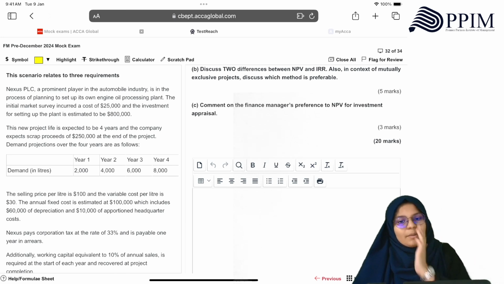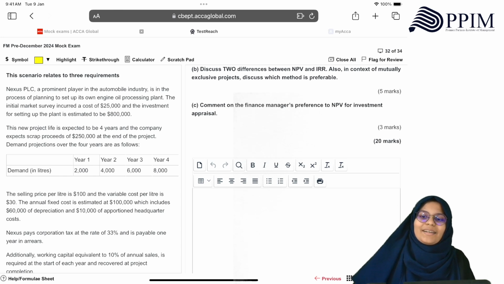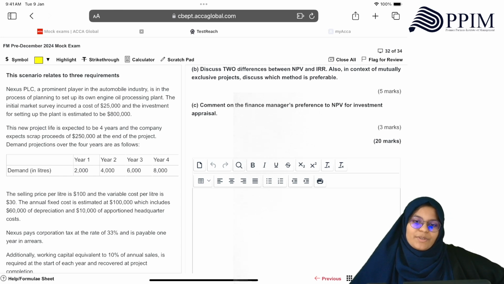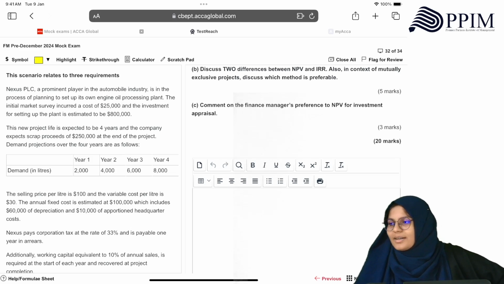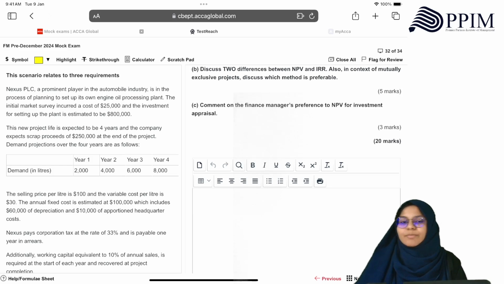Part B is saying discuss two differences between NPV and IRR. Also, in the context of mutually exclusive projects, discuss which method is preferable. So they are asking you two differences between NPV and IRR, and if you are having mutually exclusive projects, which one is preferable. So 5 marks, better to get 5 points.